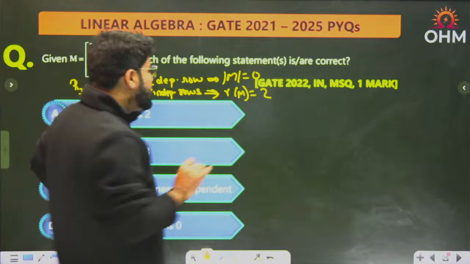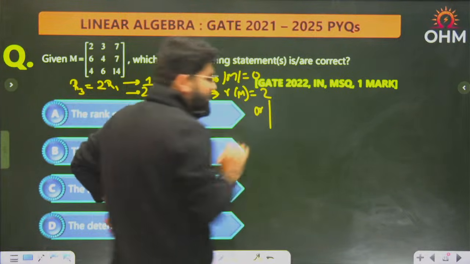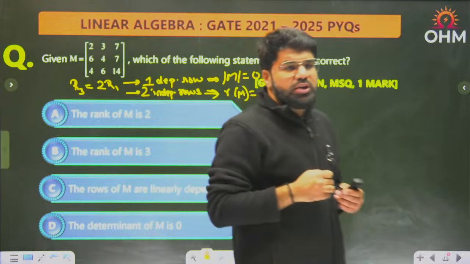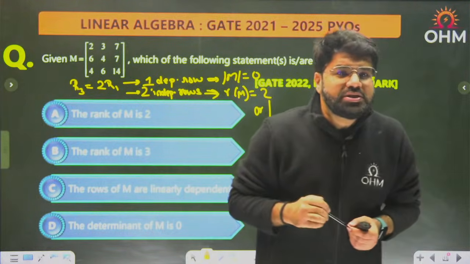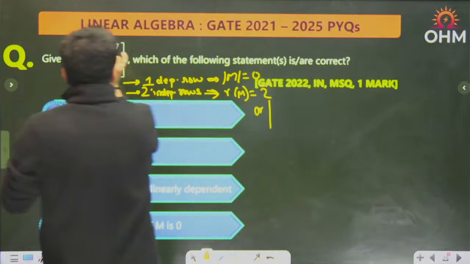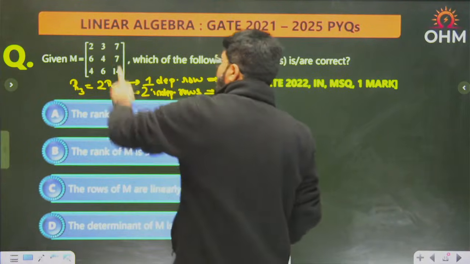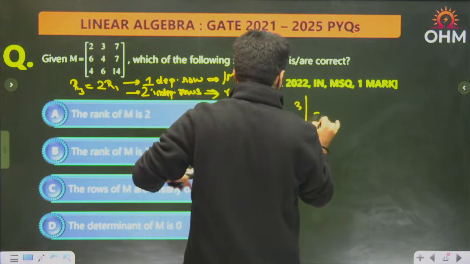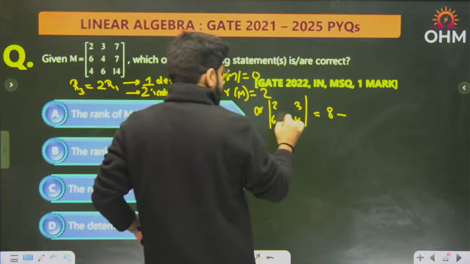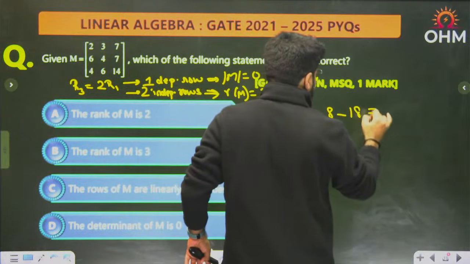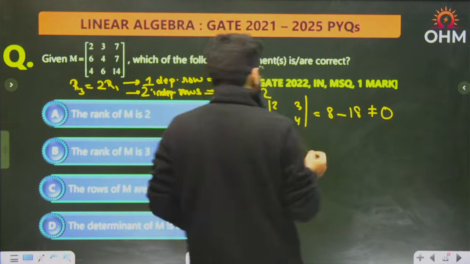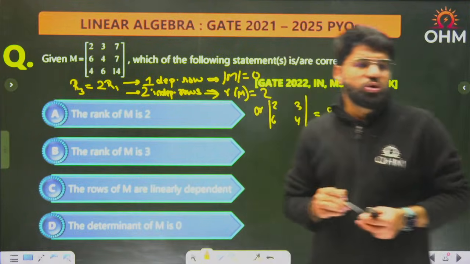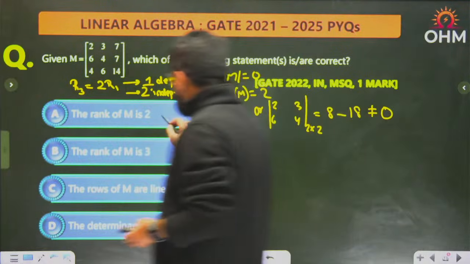Or you can say one more thing, if you want to tally rank 2, it's a very easy thing. What do you mean that the matrix has rank 2? There should be at least a 2 cross 2 non-zero minor. How much time does it take to check a 2 cross 2 minor? Suppose I take these numbers, 2, 3, 6, 4. This value is 8 by cross multiplying, minus 18. Net answer non-zero, so the rank is 2 because you have a 2 cross 2 non-zero minor. So rank cannot be 3.